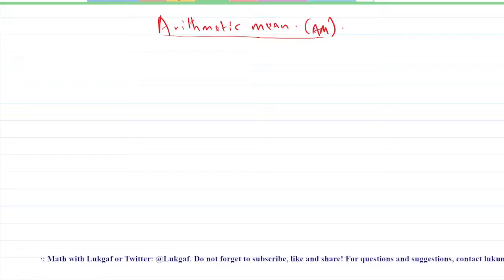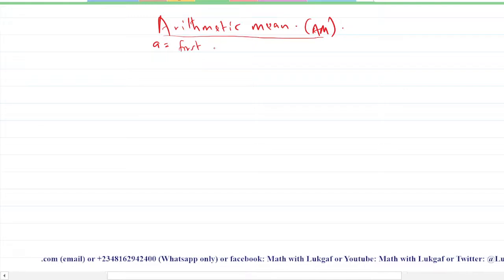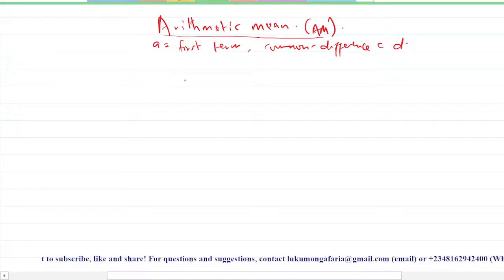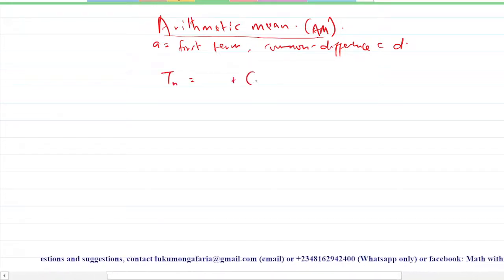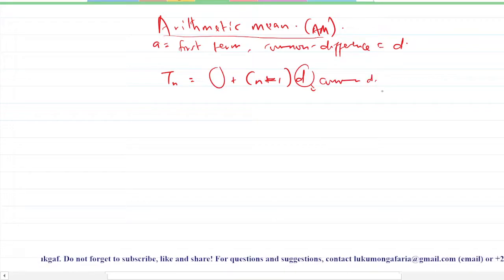And I told you that when you have an arithmetic progression, which is the same thing as an arithmetic sequence or linear sequence, then your first term is represented as A, and your common difference, which is the constant, is represented as D. And we obtained that the last term, or the nth term, of an arithmetic progression is A plus (n minus 1)D, where A is the first term, n is the number of terms, and D is the common difference.